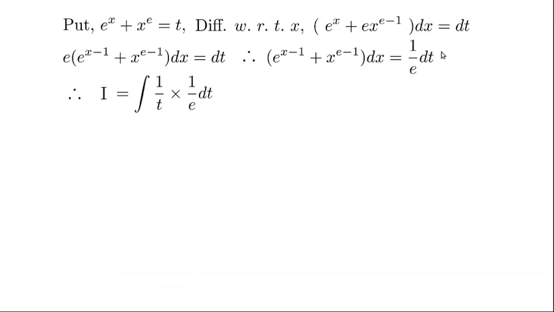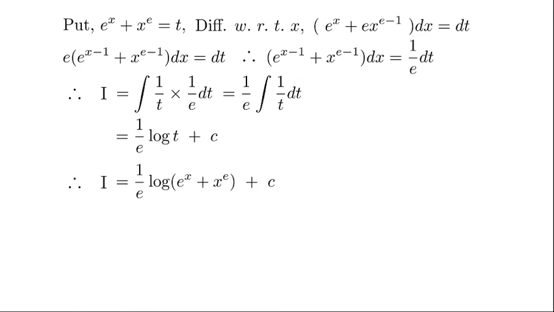So the problem becomes integration of 1 upon t, 1 upon e dt. So 1 upon e goes outside, so it becomes 1 upon e integration of 1 upon t dt. Integration of 1 upon t is log of t, therefore I equals 1 upon e log of t. t is replaced by e raised to x plus x raised to e. So we get it as 1 by e log of e raised to x plus x raised to e plus c.